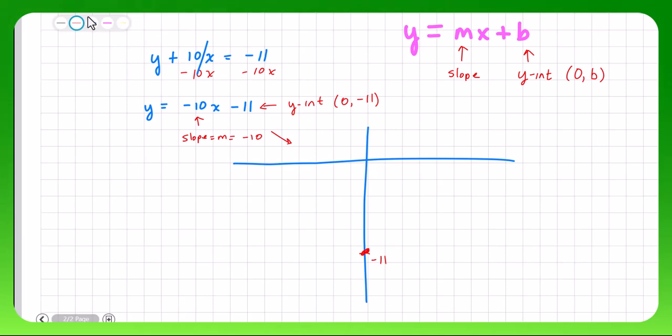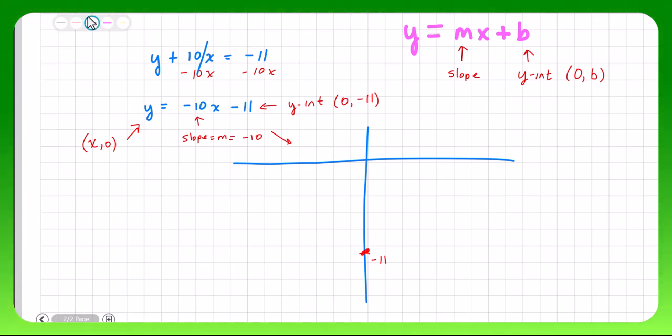Now, there's a couple of ways you could find another point. One thing you could do is find the x-intercept, and that's when you would plug in 0 for y. But I'm looking at this and I'm like, yeah, that's going to become a fraction, and fractions scare me.